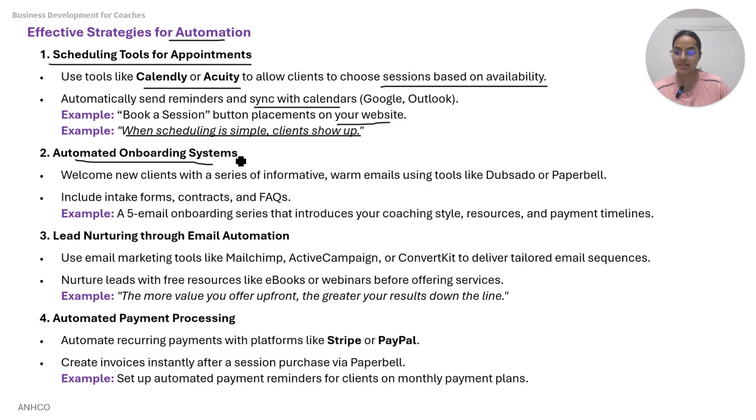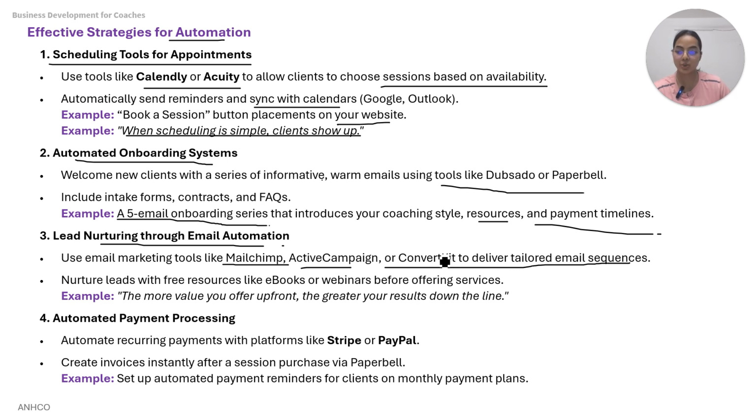Number two, automated onboarding systems. Welcome new clients with a series of informative, warm emails using tools like Dubsado or Paperbell. Include intake forms, contracts, and FAQs. Example, a 5 email onboarding series that introduces your coaching style, resources, and payment timelines. Number three, lead nurturing through email automation. Use email marketing tools like MailChimp, ActiveCampaign, or ConvertKit to deliver tailored email sequences. Nurture leads with free resources like ebooks or webinars before offering services. Example, the more value you offer upfront, the greater your results down the line.